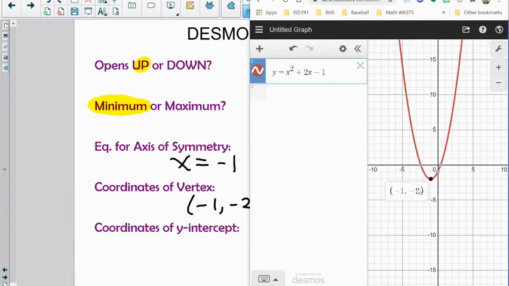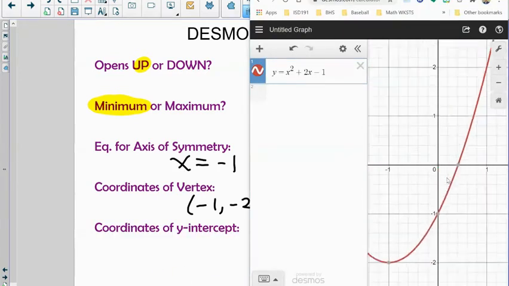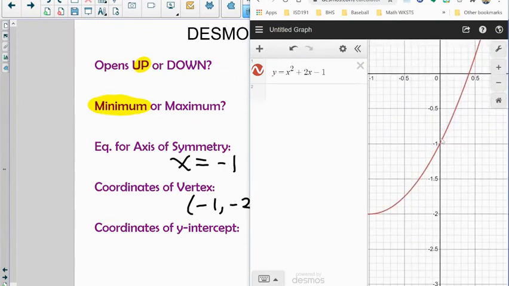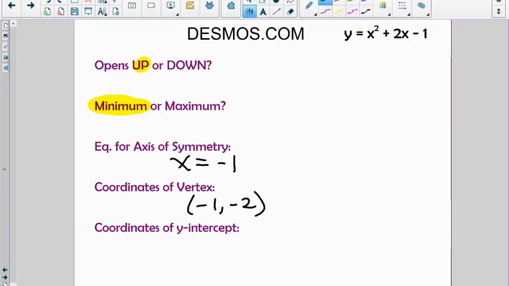Last we have is our y-intercept. Let's go back to our graph, and we can see that it crosses the y-axis right there. Remember, it's wherever your graph or your curve crosses the y-axis, and it's at the point (0, -1). Now that it is -1 is a coincidence. That is not because of the -1 appearing in the equation. Okay, so that's going to be a little bit different.